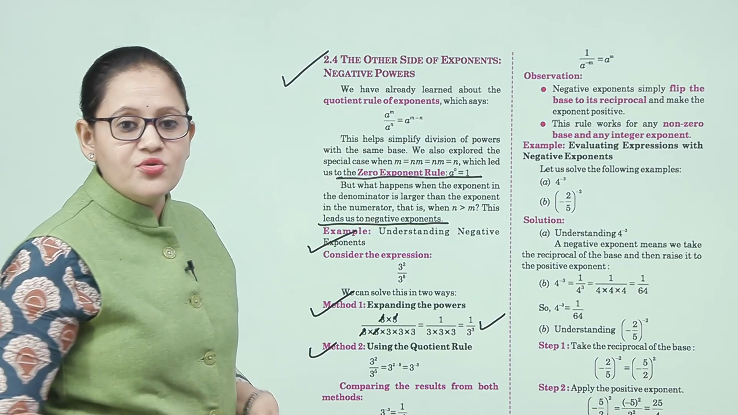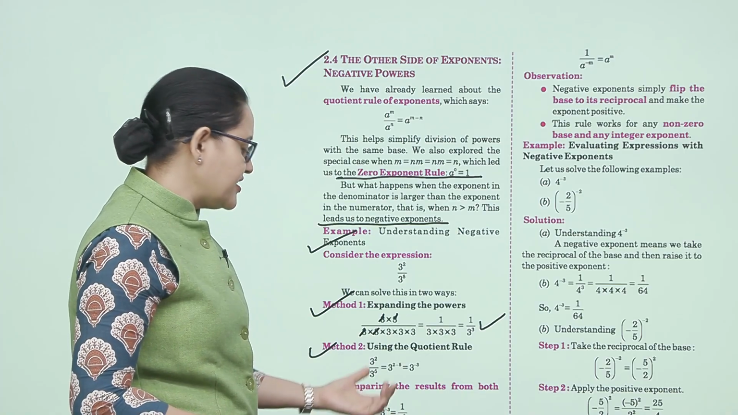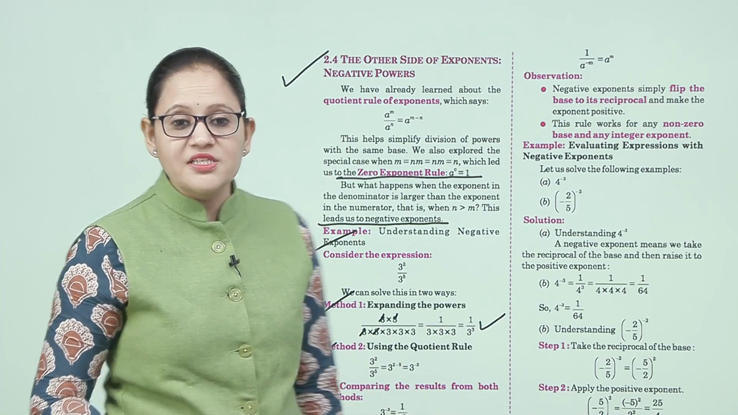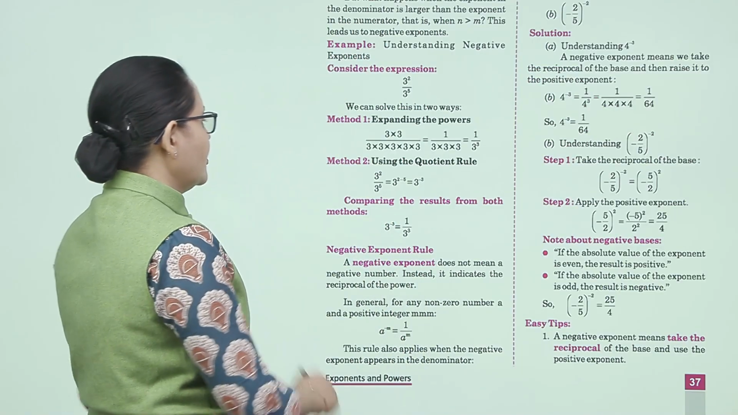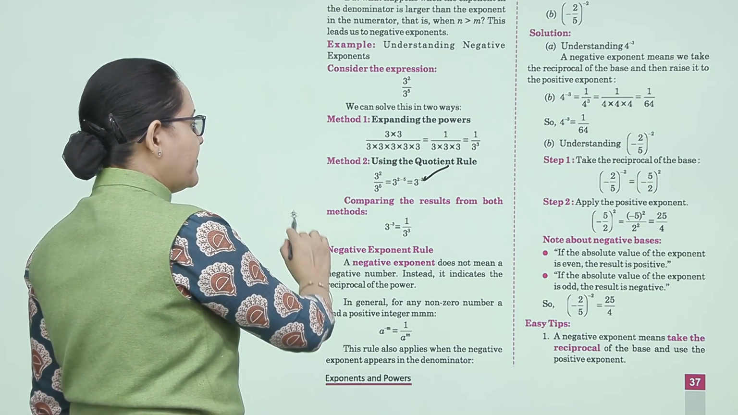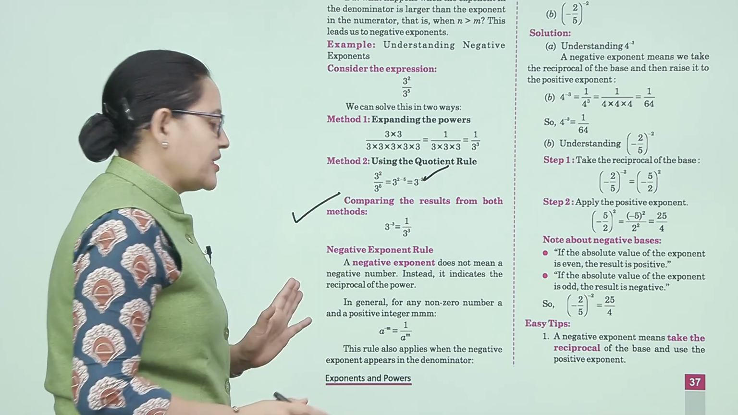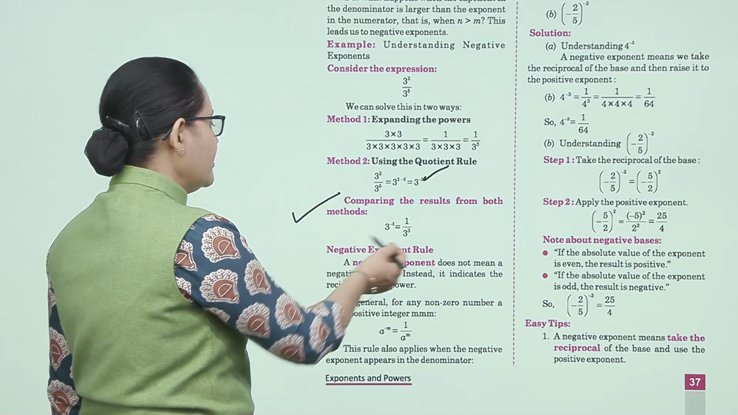Second method, using the quotient rule. 3 to the power 2 upon 3 to the power 5 is equal to 3 to the power 2 minus 5. So, that is equal to 3 to the power minus 3, since 2 minus 5 is minus 3. Comparing the results of both methods, 3 to the power minus 3 equals 1 upon 3 to the power 3.